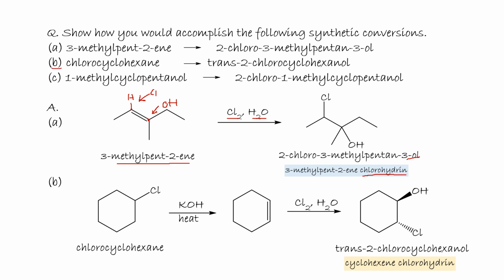In B, chlorocyclohexane to trans-2-chlorocyclohexanol. We start with chlorocyclohexane with potassium hydroxide, so we eliminate HCl and form cyclohexene, and then again add chlorine water, we get trans-2-chlorocyclohexanol, or what we call another name, the cyclohexene chlorohydrin.